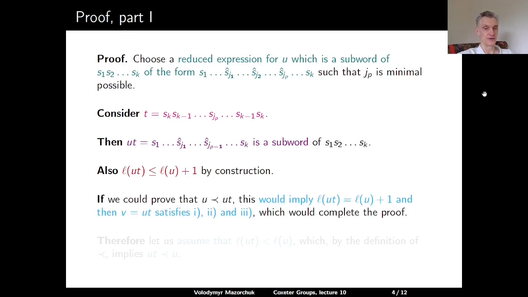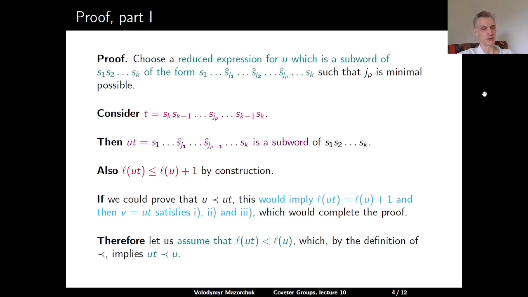If we could prove that our ut is Bruhat greater than u, this would immediately imply that the length of ut is the length of u plus 1, and then if we take v to be this element ut, it clearly satisfies all our conditions 1, 2, and 3, and this completes the proof. So in the rest of the proof, we will prove that ut is Bruhat greater than u.